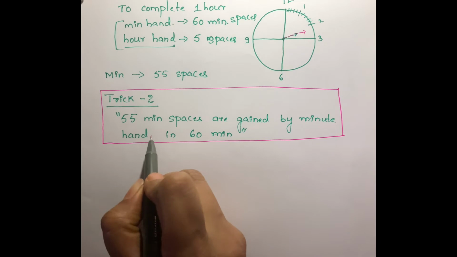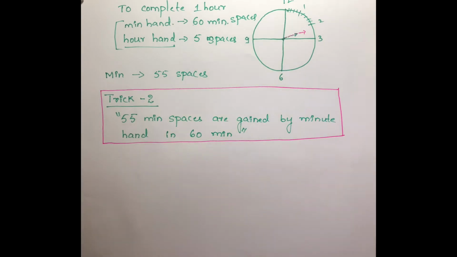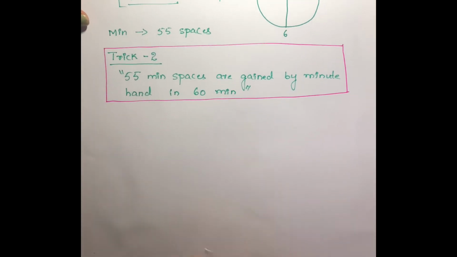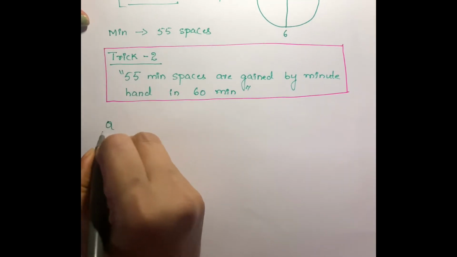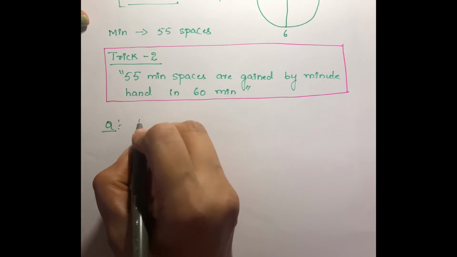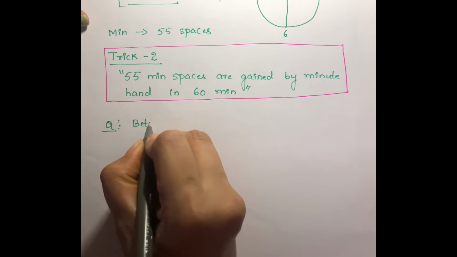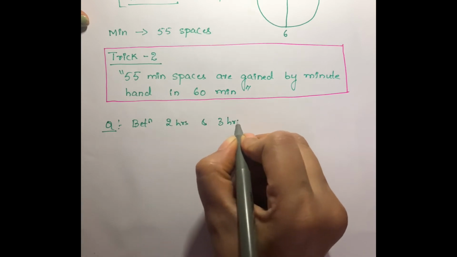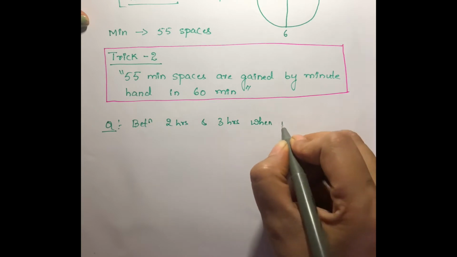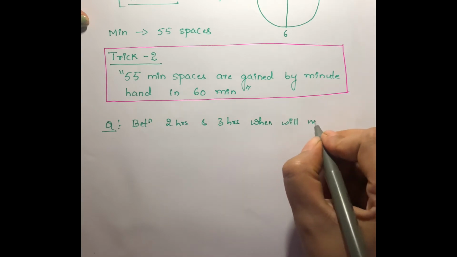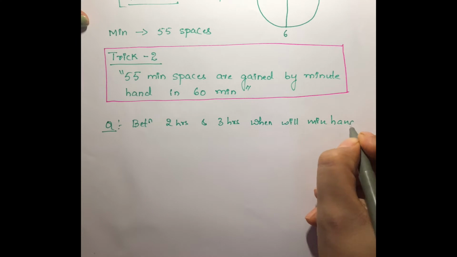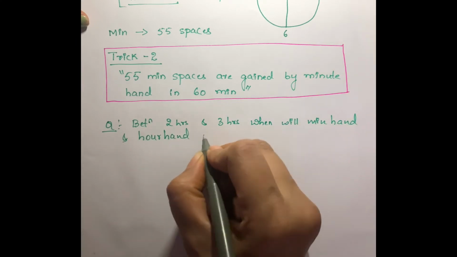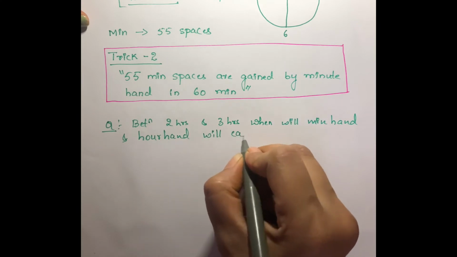So how are we going to apply this to solve the question now? See, what was the question? Between 2 hours and 3 hours. Let me frame the question once again. In the examination also, the question will be: between 2 hours and 3 hours, when will the minute hand and hour hand meet each other?